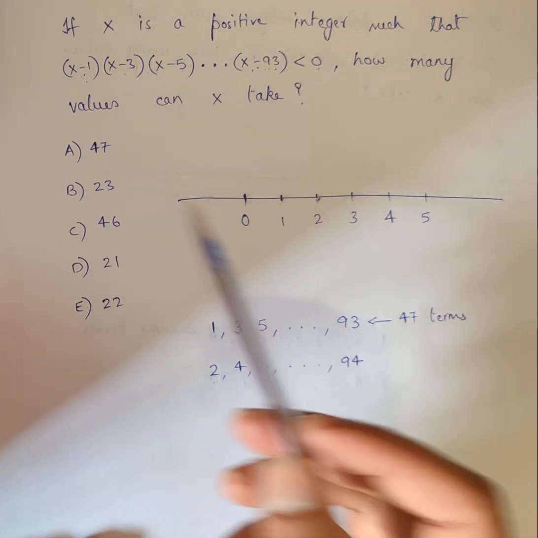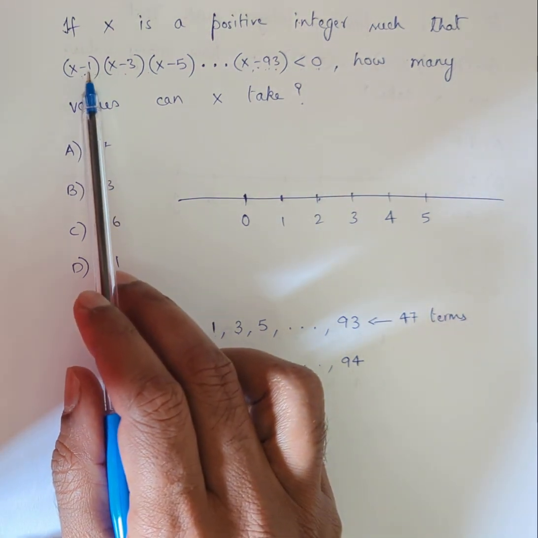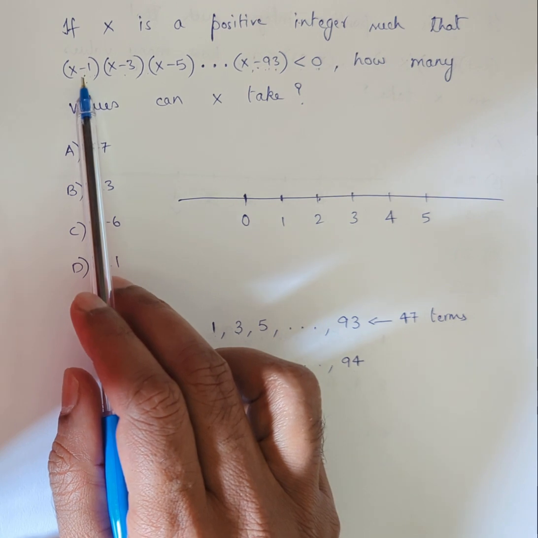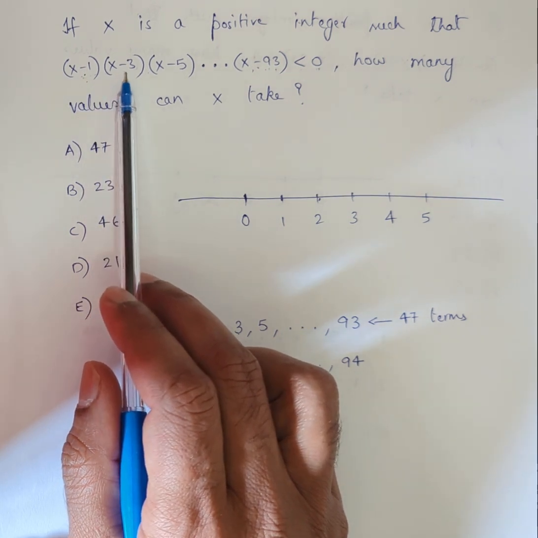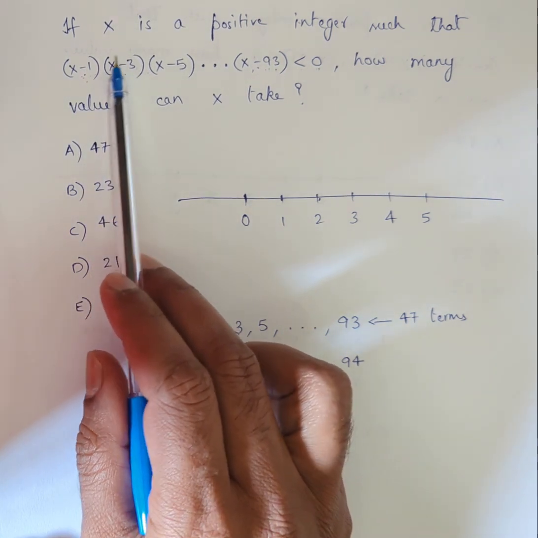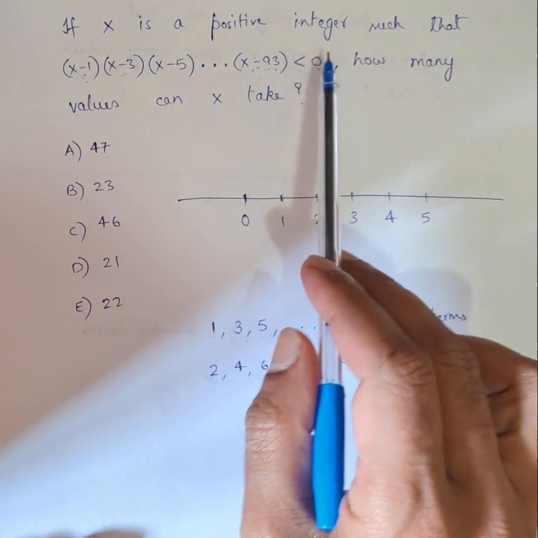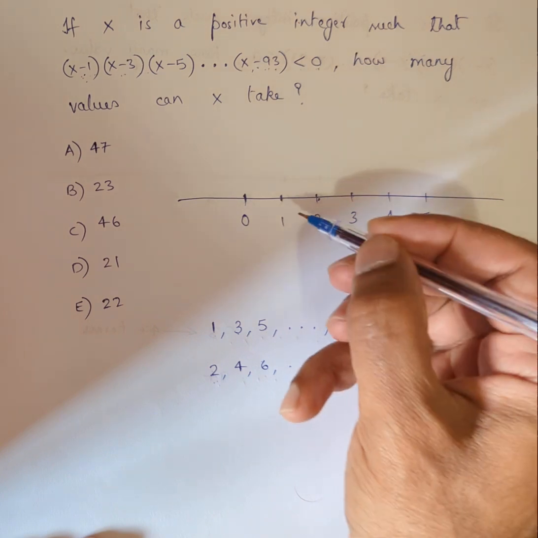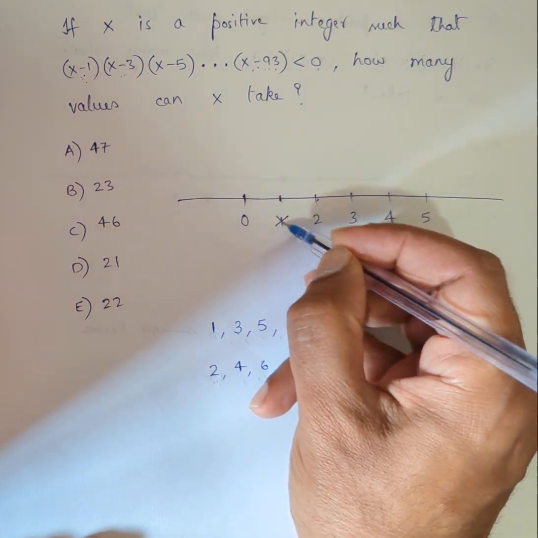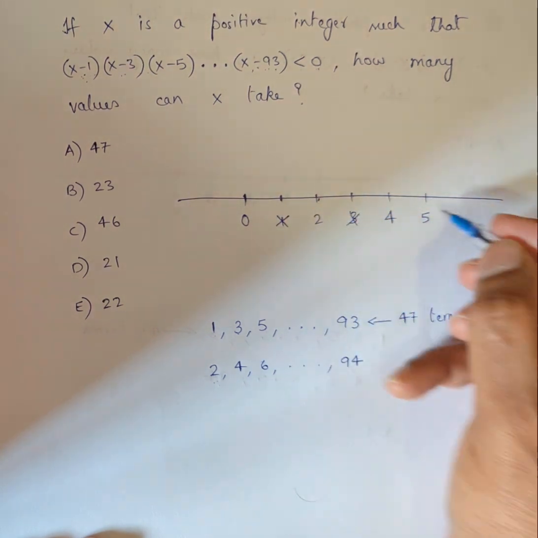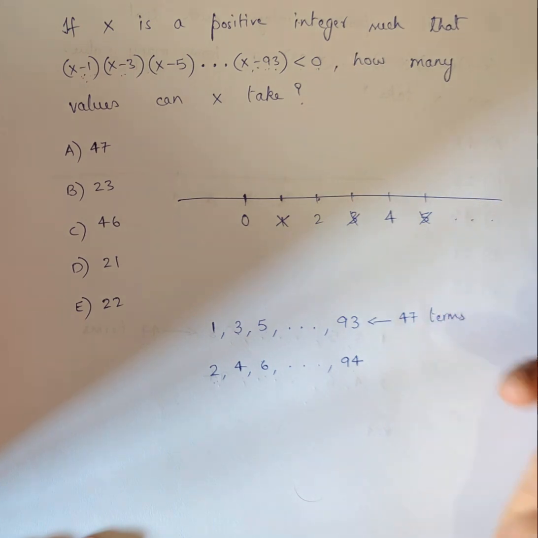And notice, we cannot have x equal to 1, because if x is 1, then this factor is 0. Similarly, I cannot have x equal to 3. That would make this factor 0. I don't want the product to be 0. I want it to be negative. So these are all out: 1, 3, 5, and so on. All the odd numbers are out.